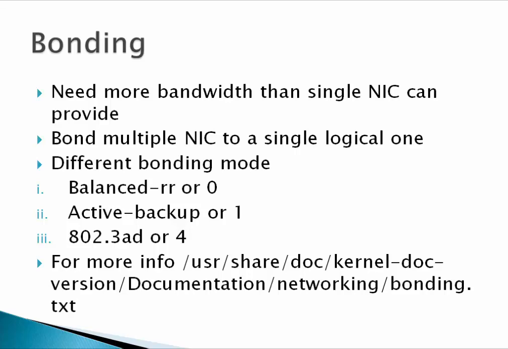The next mode is called 802.3ad, or mode 4. In that mode, for example, you have two network interface cards, both running at 100 Mbps speed. So you will get a combined aggregated speed of 200 Mbps. But just remember one thing: the individual connections are still limited to the speed of your single network interface card. And the most important thing is that your switch needs to support this kind of bonding.